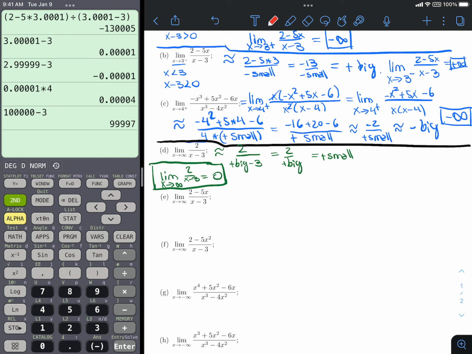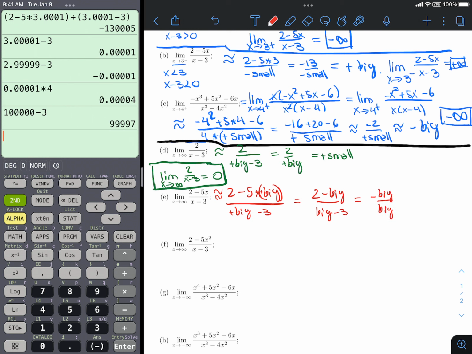Let's think about what happens when x is very, very large and positive. So we have 2 minus 5 times something big and positive. Remember that we have to keep track of whether the big thing is positive or negative. Plus something big, minus 3. So 5 times something big is still big, but then we get a negative sign. So 2 minus something big, minus 3. So that's minus something big divided by something big.